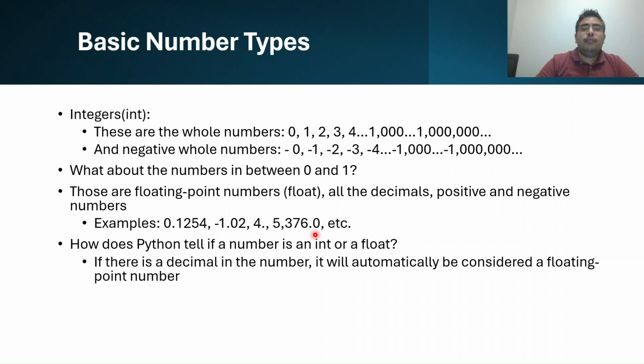How does Python tell if a number is an integer or a float? If there's a decimal in the number, it's going to be a float. Otherwise, it'll be an integer.